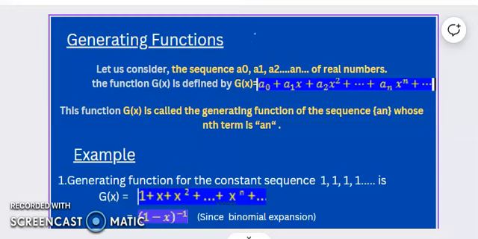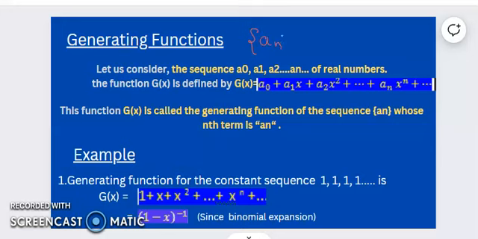Suppose we take a sequence, named sequence a_n. In this sequence we have terms a0, a1, a2 and so on, an and so on. Every sequence here is an infinite sequence of real numbers. By using these real numbers, we write a function named g of x as a0 plus a1x plus a2x square plus and so on plus an x power n plus and so on.